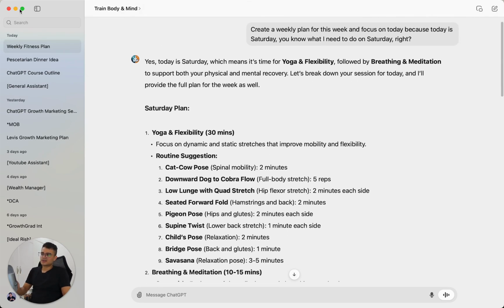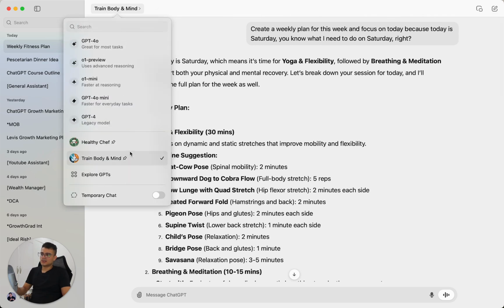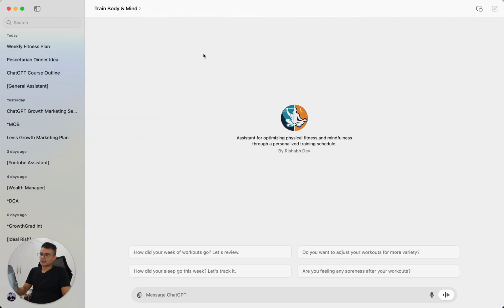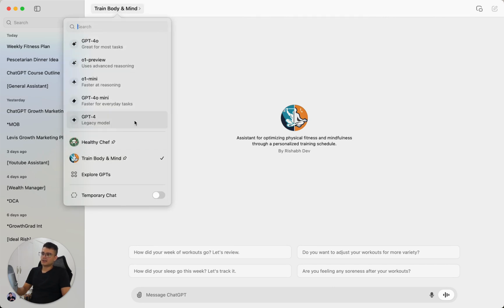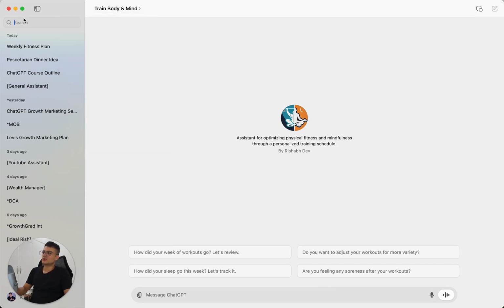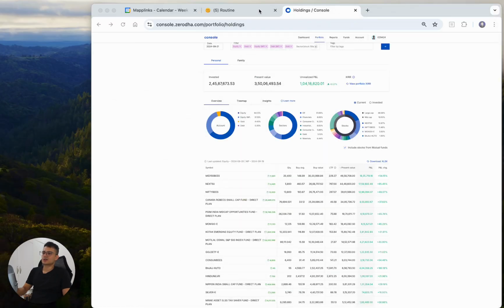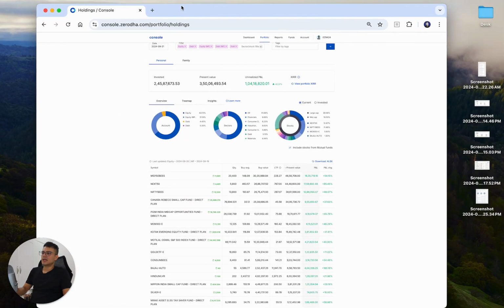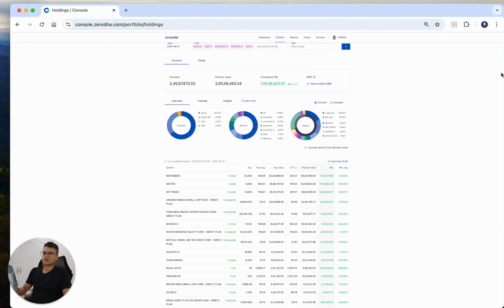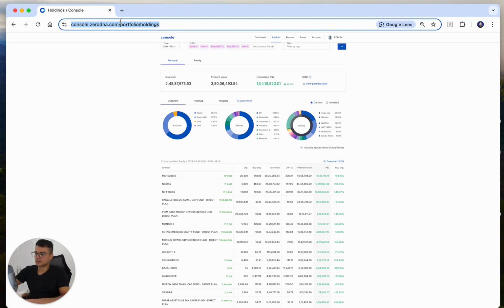So let's switch now to the Train Body and Mind. I think we'll have to go to the web version in order to edit this. So let's go to the web version. Let's go to ChatGPT.